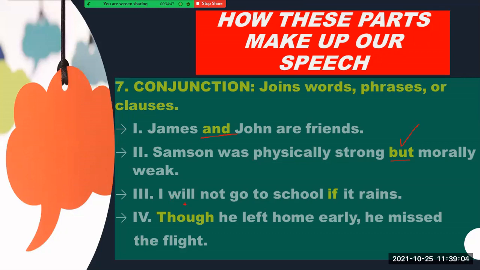Example, I will not go to school if it rains. This is a subordinating conjunction. A subordinating conjunction begins a subordinate clause and it joins the subordinate clause to the main clause, all right? Then example IV, though he left home early, he missed the flight. Now, the subordinating conjunction here is though.